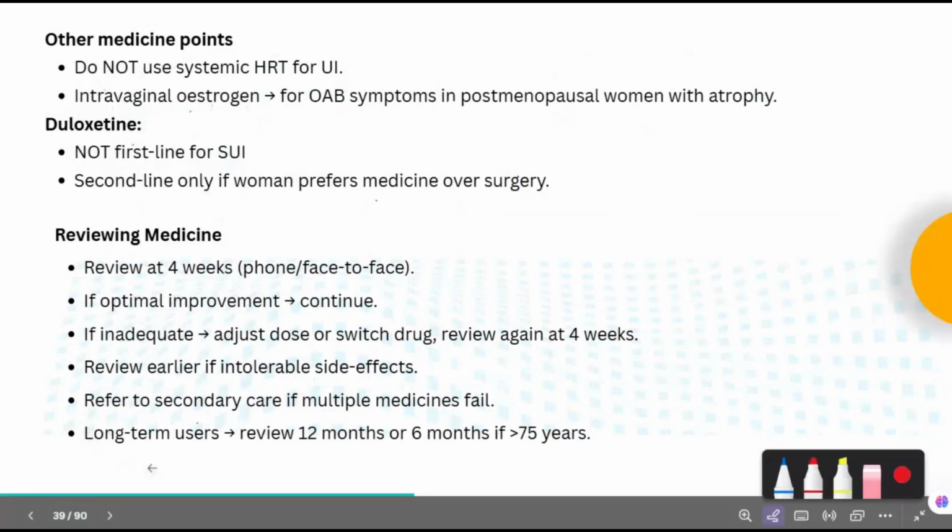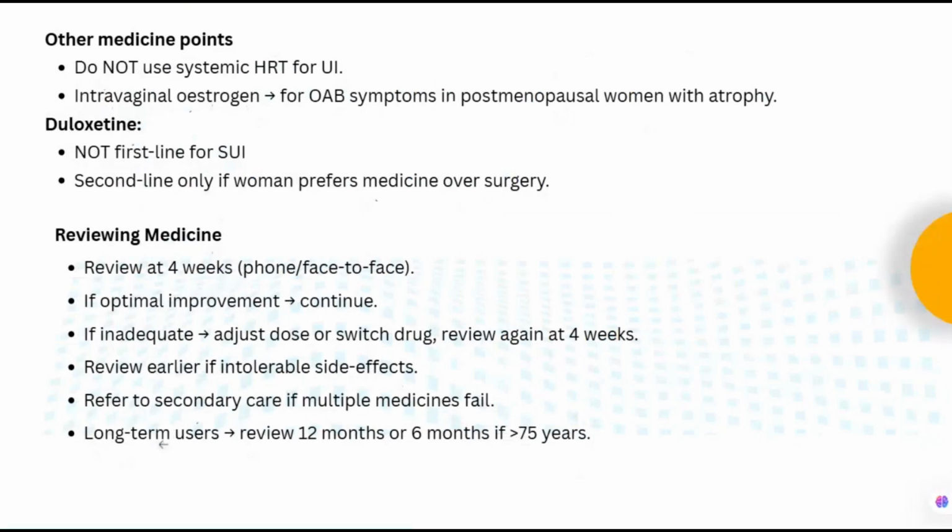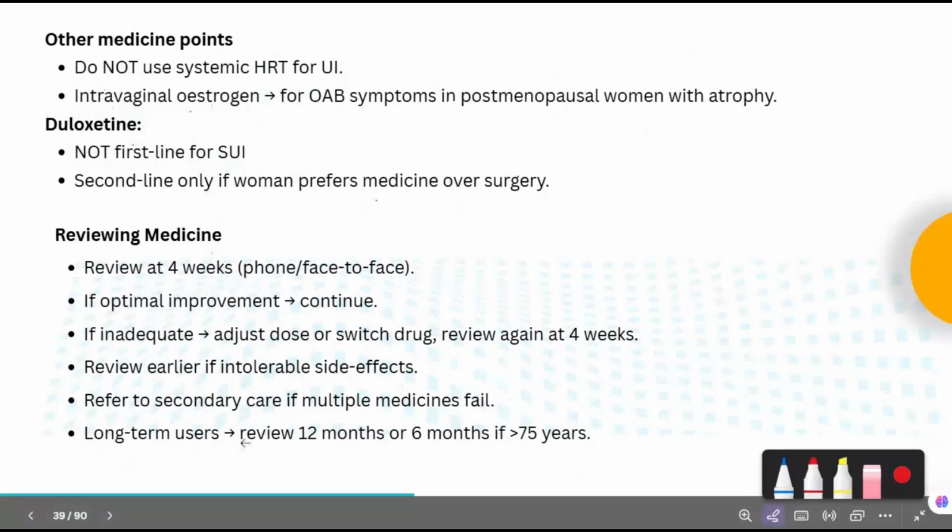And long-term users, once they are stable, you can review them at 12 months, or 6 months if the patient is 75 years or older. So the initial review will be 4 weekly till the symptoms become stable, and then it will be 12 monthly, or if the patient's age is more than 75, then 6 months. Okay.